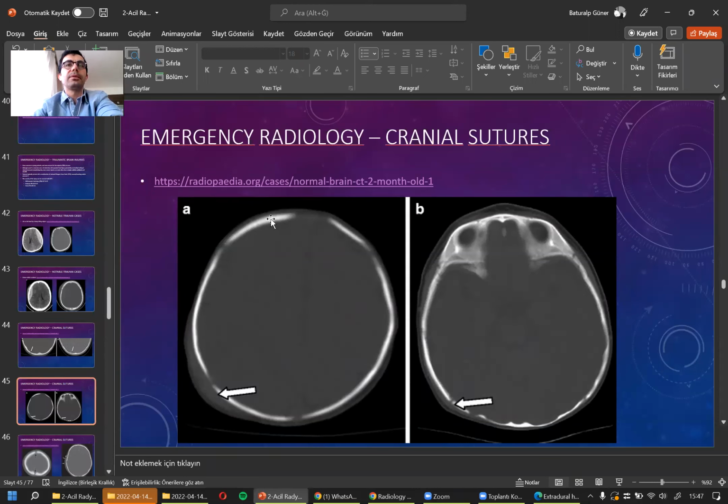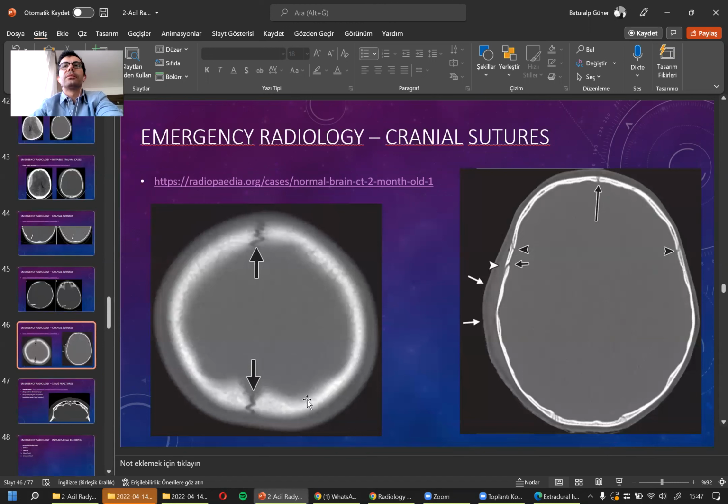So in this case, for example, we are seeing a fracture which has a swelling component and which is definitely not symmetrical, right? This is suture, but this is fracture, because sutures are symmetrical and they have a zigzag appearance.